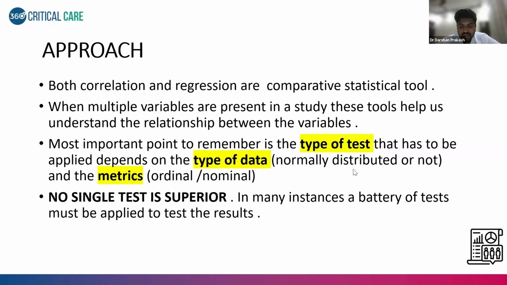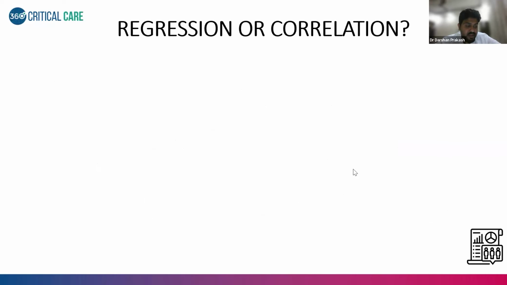This is something we need to discuss with the biostatistician once we get the results. They will help us understand much better what is better for us to use, which type of regression tool or which comparator tool can be used. So when do we use regression, or when do we use correlation?